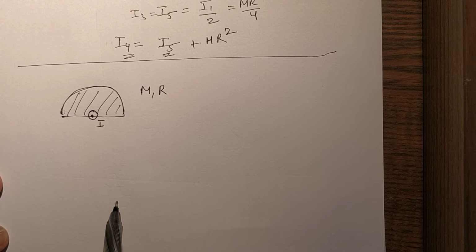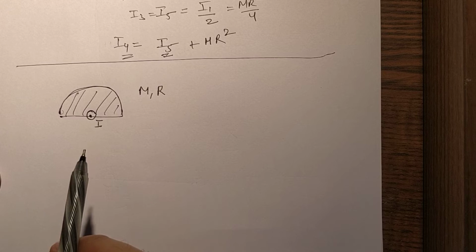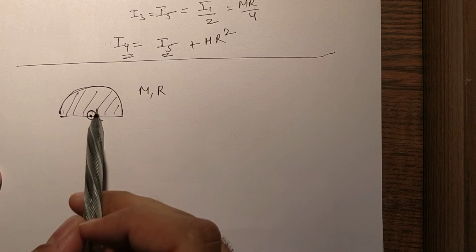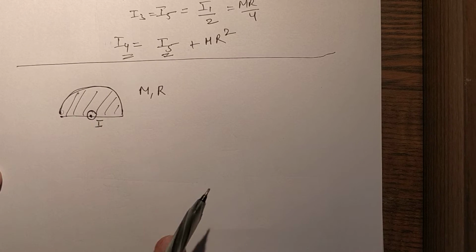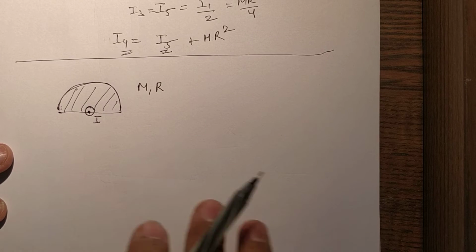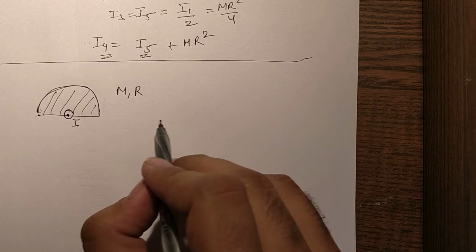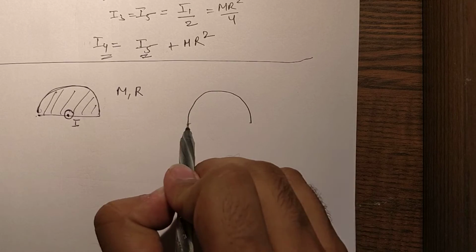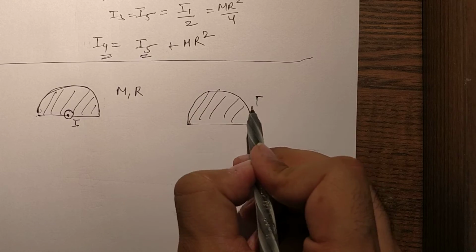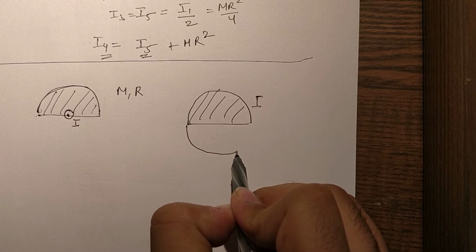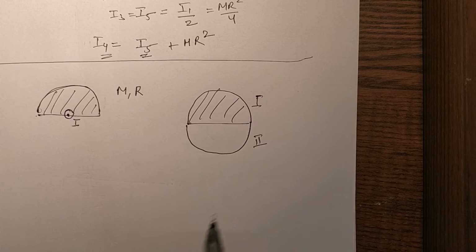So what we do is try to do it symmetrically, when I know the result for a complete disc. So here a half disc is given. What I do is draw the other half. So this is our first half which is given, and the other half, let's say I draw. This is the second half.